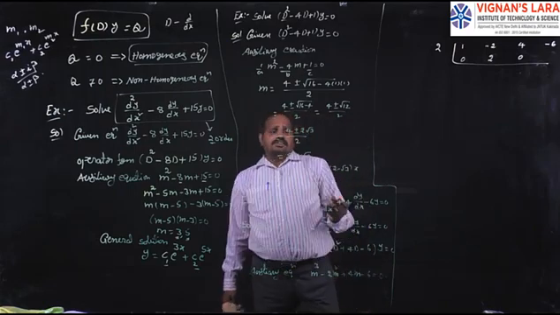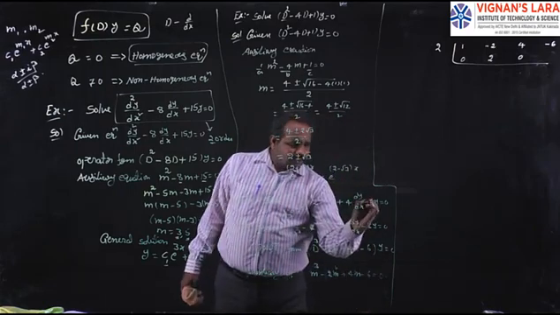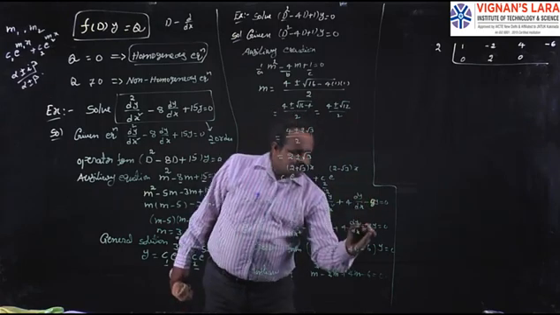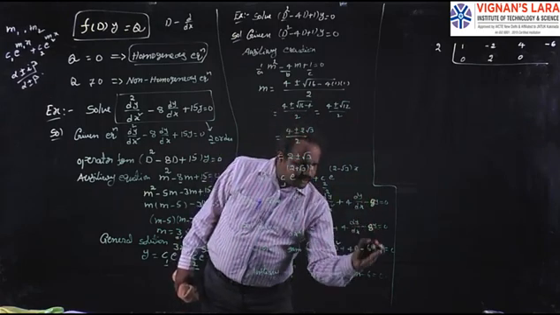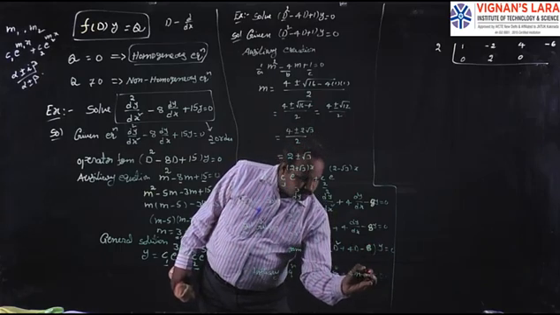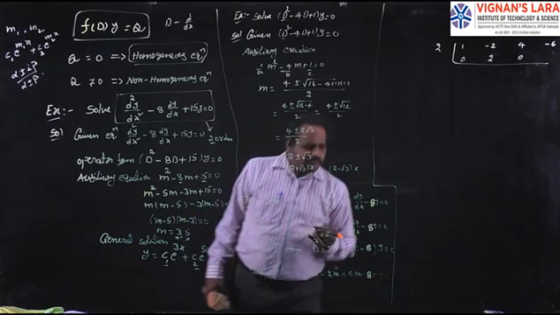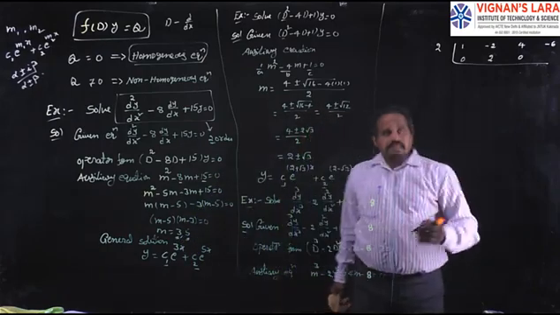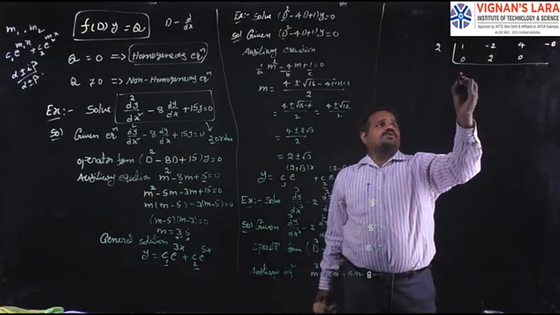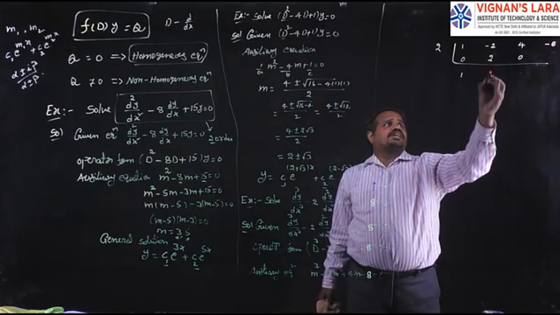See this here, small correction. This is not minus 6, this is minus 8. So this one is minus 8. The problem was wrong, by mistake I wrote it. So this one is minus 8. So 2 ones are 2, 0.